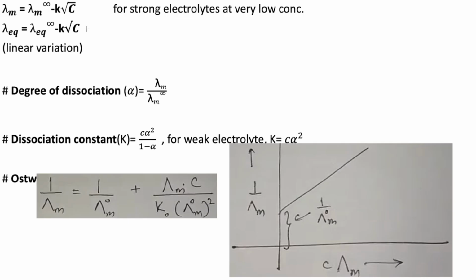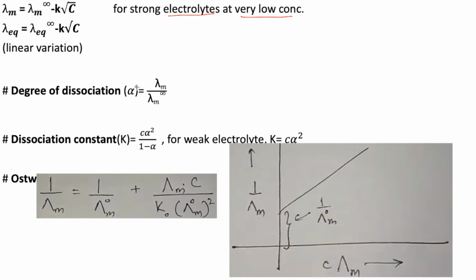There are two more forms of Kohlrausch equation, and that is lambda m is equal to lambda naught m minus k under root c. Okay, so this lambda infinite m or lambda naught m are the same thing. That tells you the molar conductivity at infinite dilution, and this formula is only for strong electrolytes with very low concentration. All right, lambda eq is equal to lambda naught eq minus k under root c. Again, the same formula in terms of equivalent conductance.